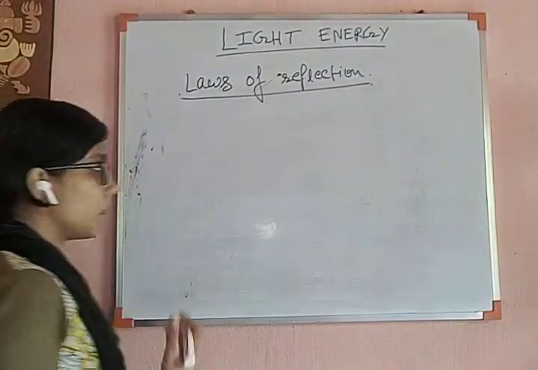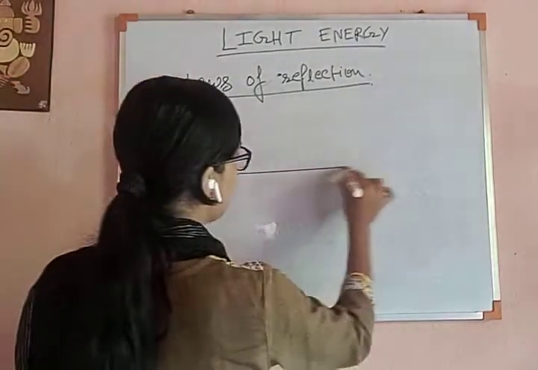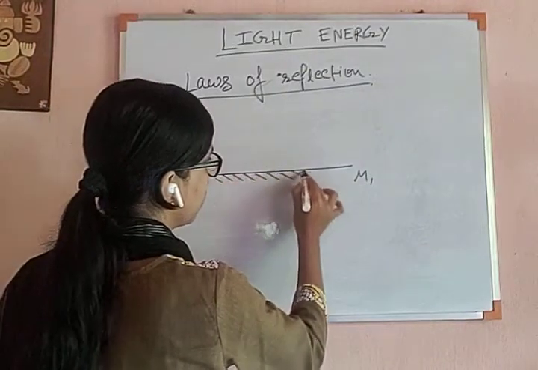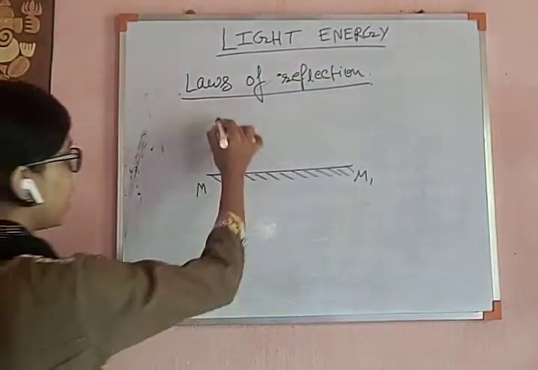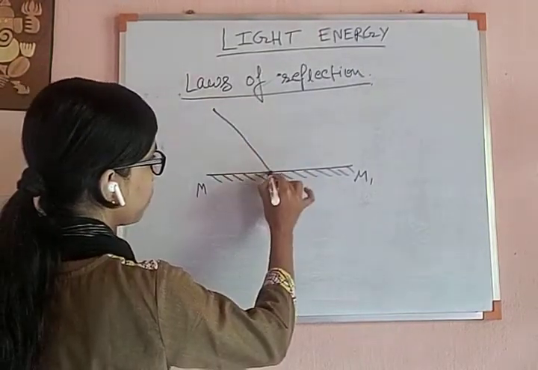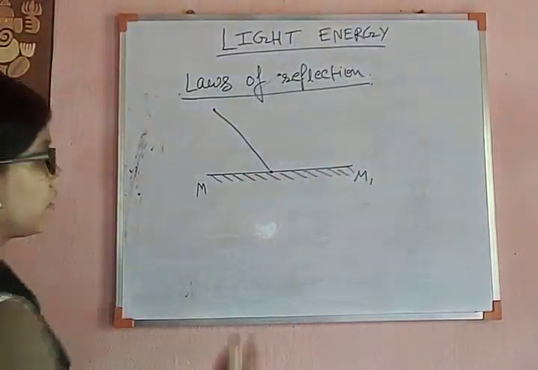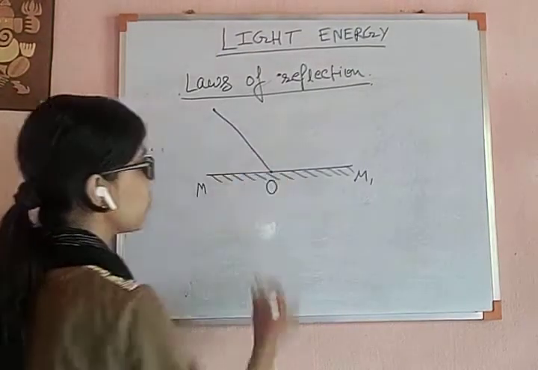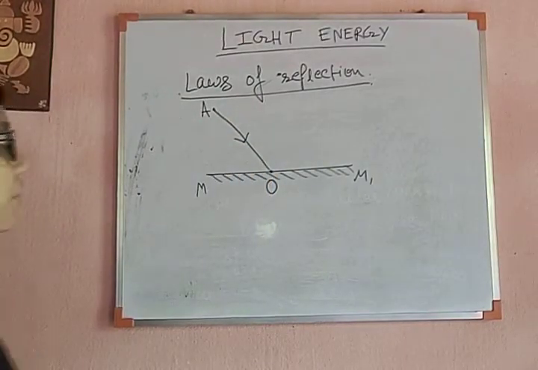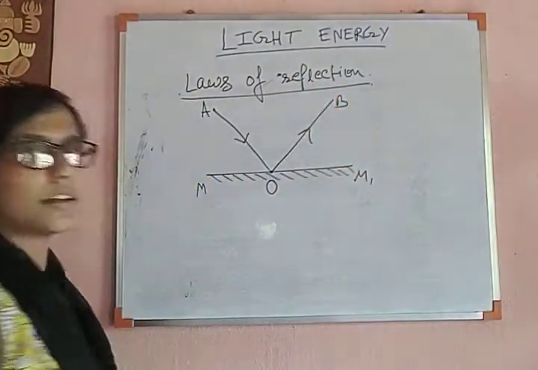So again we are remembering the whole process of reflection. This is a plane MM1. The light is falling over it like this. This is the point of incidence. There are many terms related to reflection, and this is one term, the point of incidence O. OA is the incident ray, and OB is the reflected ray.